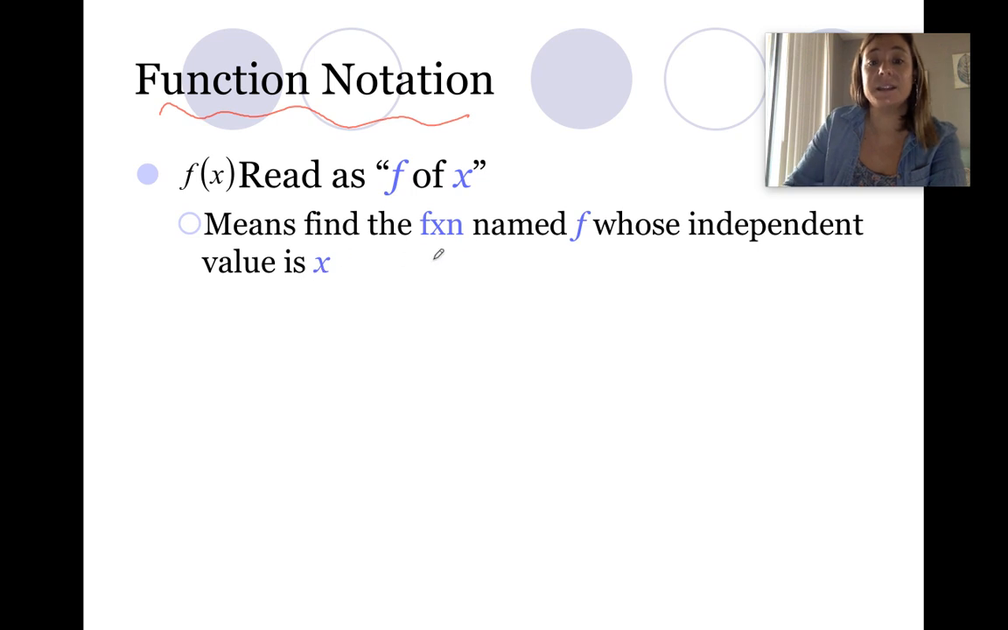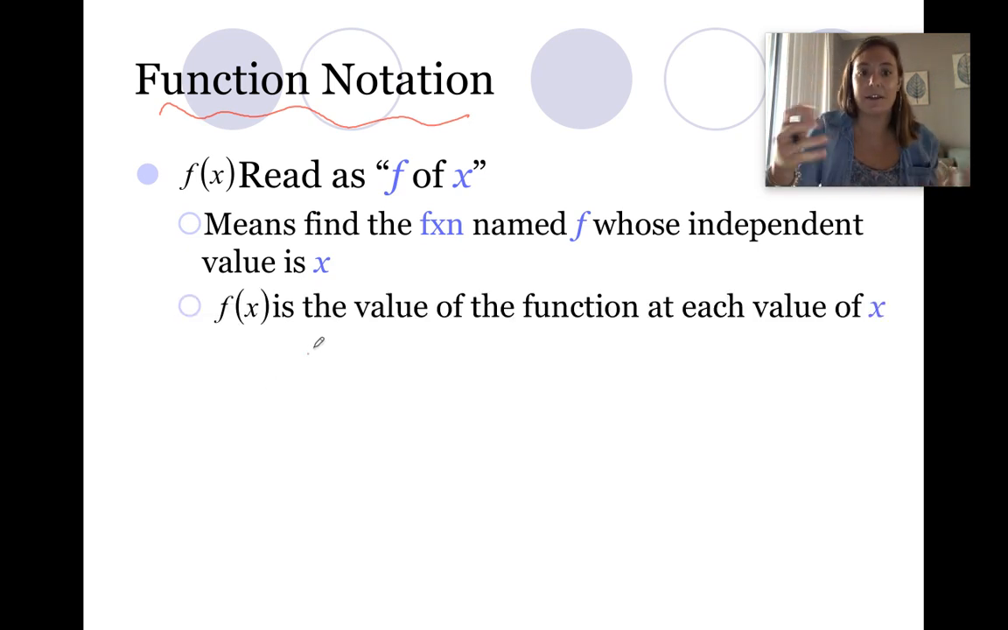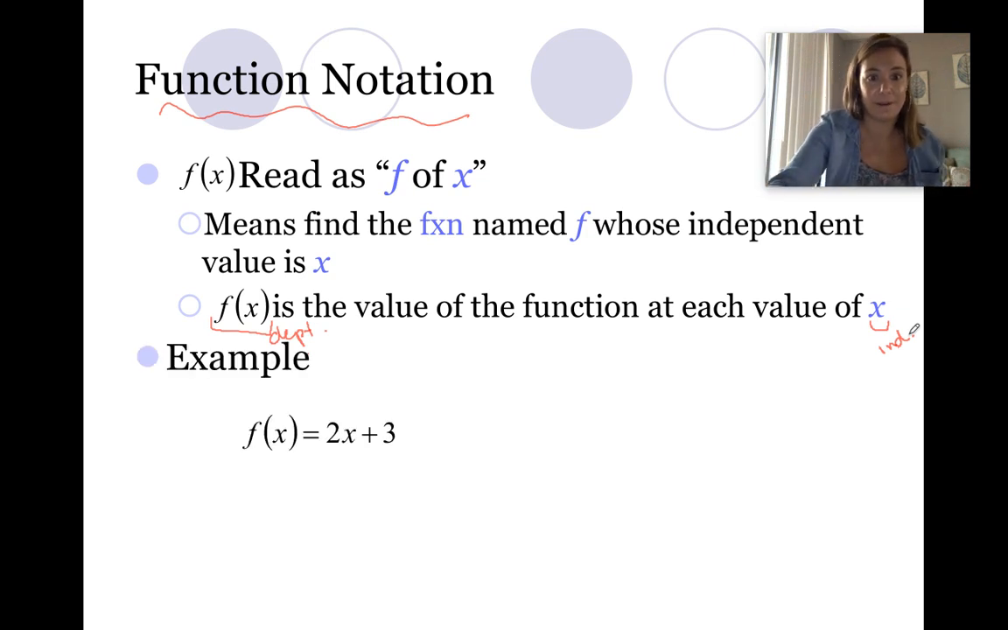It means to find the function whose name is f, whose independent value is x. So you could see something like g of x, h of x, k of x, m of x, n of x. Whatever the name of the function is, that's what we're using there. F of x is just common. F of x is the value of the function at each value of x. So f of x is the dependent variable. X is the independent variable, so we control what we're substituting in. F of x is the outcome.